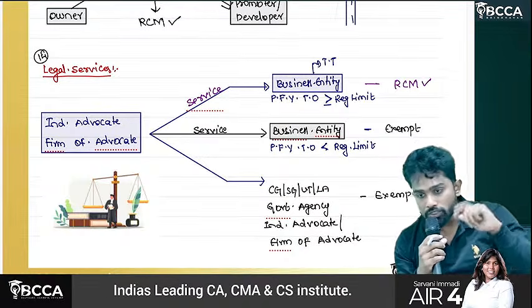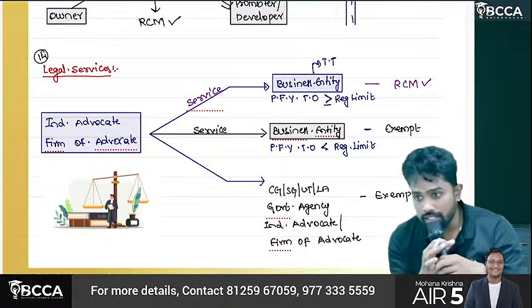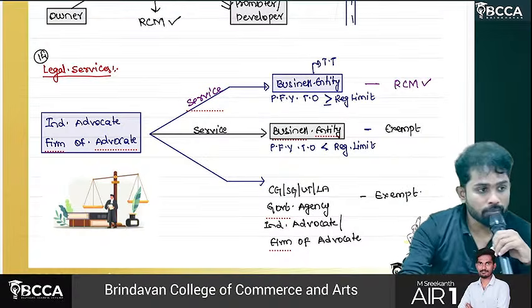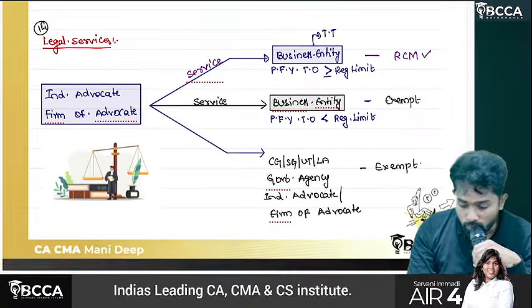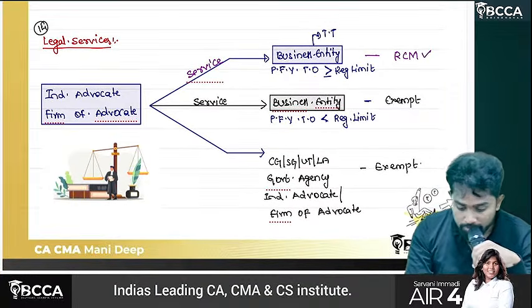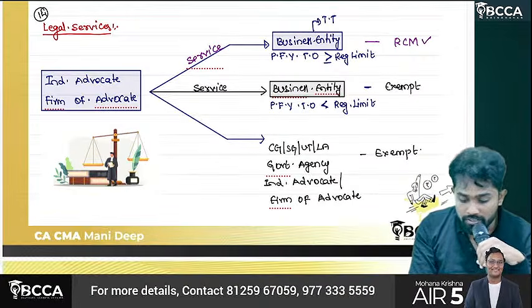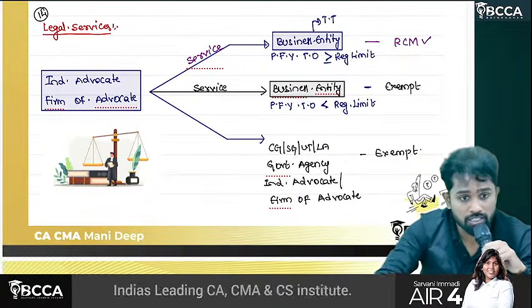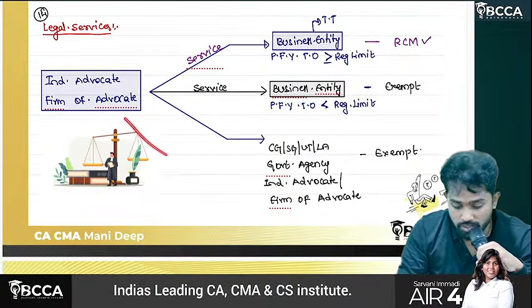Turnover exceeded the threshold, then what is it? Taxable under RCM. Then if the lawyer provided services to central government, state government, union territory, or local authority, then also it is exempted. Or if a lawyer provided services to another lawyer, advocate to another advocate, or a firm of advocates to another firm of advocates, then also it is exempted.